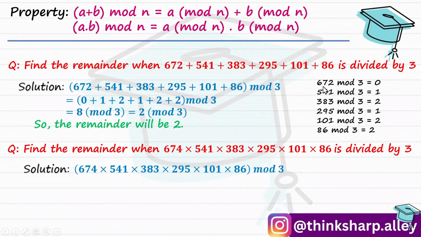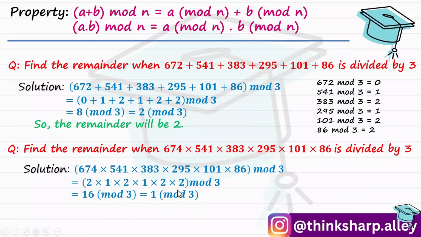which are these, except I've changed the first number because if I take the same number, I'm going to get 0 as my answer, because if one number is 0, the product of all of these numbers will give me 0, and hence I've changed this. So 674 modulo 3 is going to give me 2. So 2 into 1 into 2 into 1 into 2 into 2, which gives me 16 modulo 3. And 16 modulo 3 is 1. So again, small numbers, easy multiplication, right?